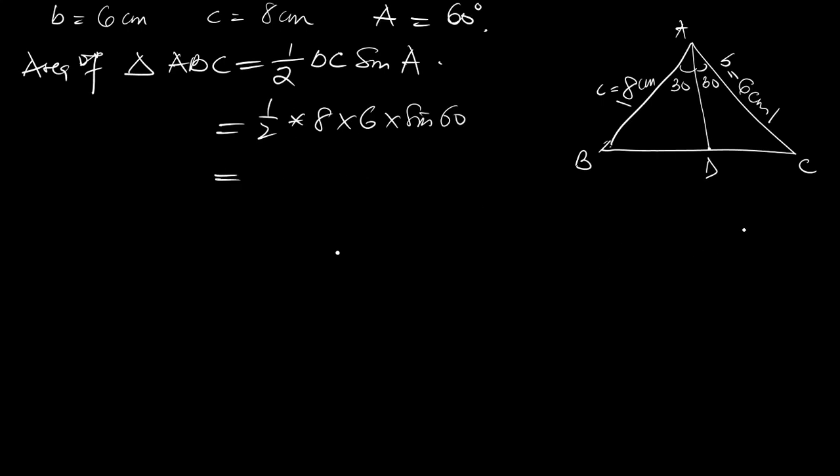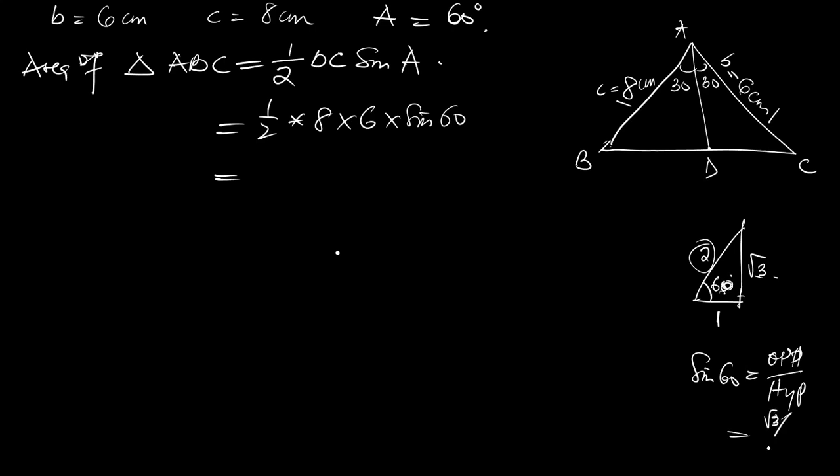So now if you have here to be 60 degrees, here should be 2, here is 1, here is root 3. So now sine 60 is root 3 divided by 2, because you know sine of an angle, let's say sine 60, is equal to opposite over hypotenuse. So the opposite to this angle is root 3 over 2. So sine 60 is root 3 over 2.